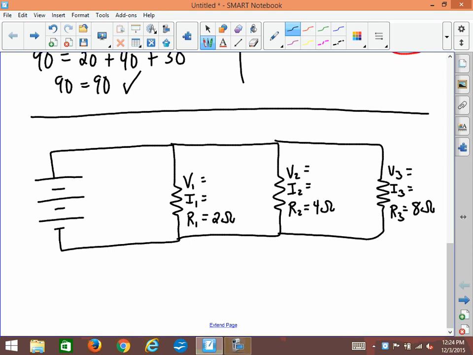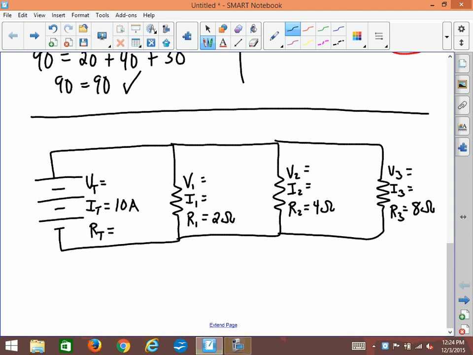All right. And then over here at the voltage source, I'm going to say V total and I total and R total. This time though, instead of giving you the V total, I'm going to give you the I total, which is 10 amps. Okay. So when we look at this, we remember Kirchhoff's laws. We know that the voltage will be the same across every load. But I have no numbers for voltage, so that won't help me.